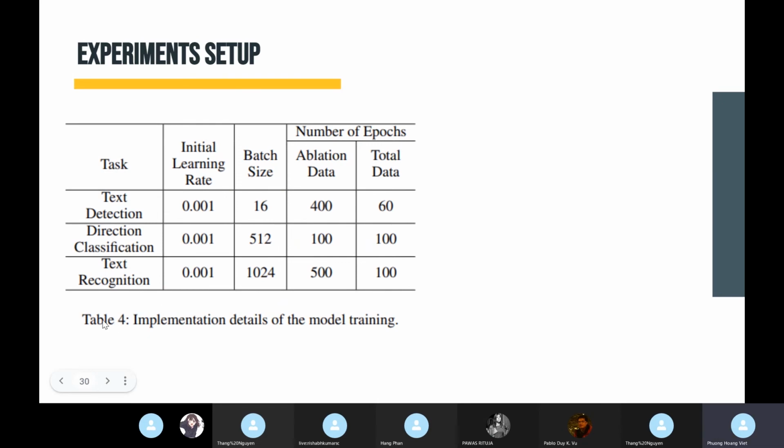This table shows you the implementation details of the model training. This paper uses the Adam optimizer to train all models and adopts cosine learning rate decay as the learning rate schedule. And this is the initial learning rate, the batch size, the epochs, and the total data for the text detection, direction classification, and text recognition.